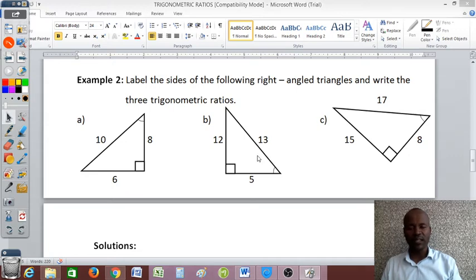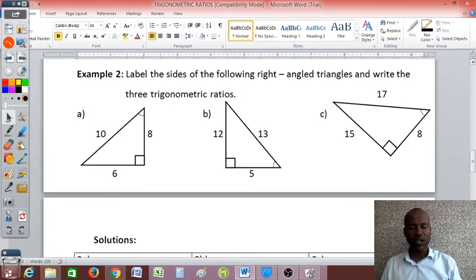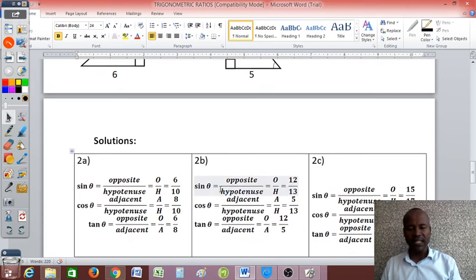12 divided by 13. So we can go down here and check. Sine theta, as you can see here, is opposite divided by hypotenuse. So the opposite is 12 units and the hypotenuse is 13 units.